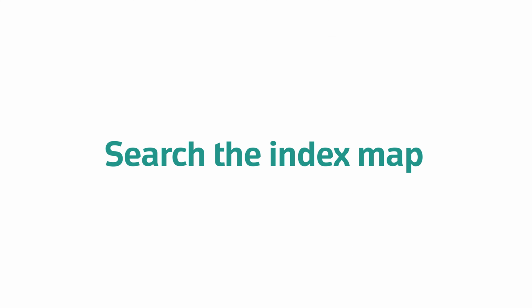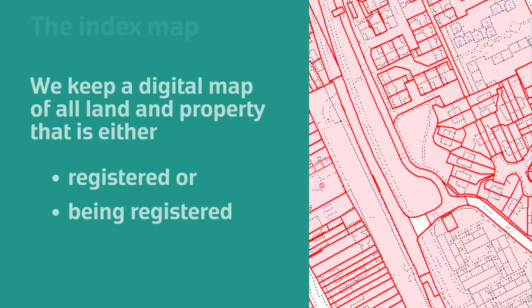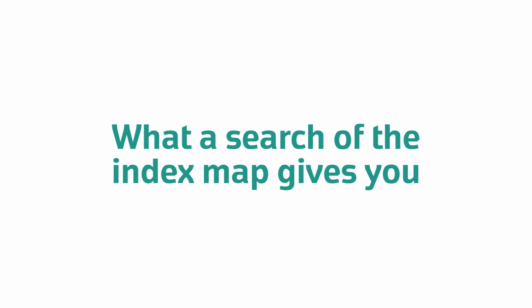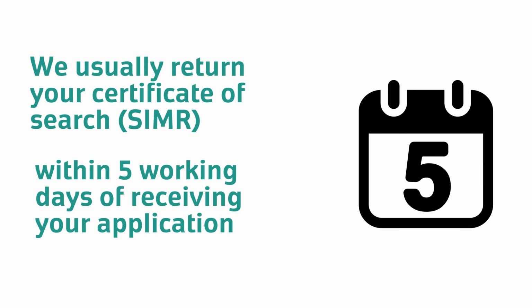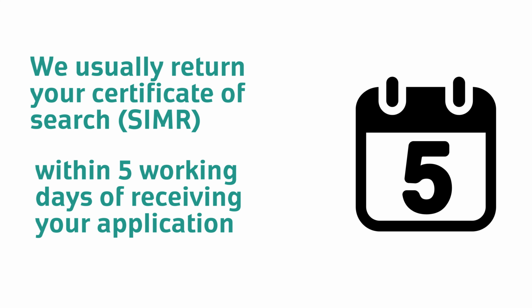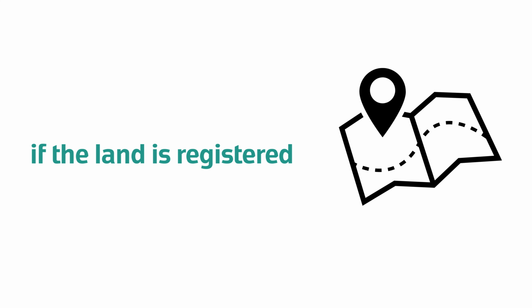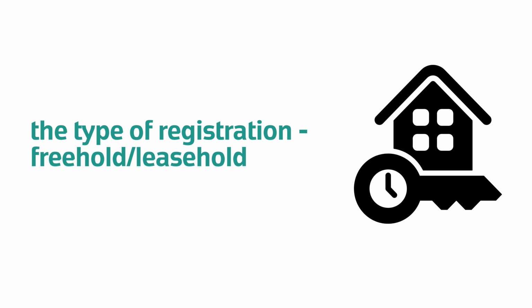HM Land Registry keeps a digital map that contains information on all land and property that is either registered or is being registered. Based on an Ordnance Survey detail, it is known as the index map. After applying for a search of the index map, you'll receive a certificate, known as a SIMR, normally within 5 working days of receipt of the application. The certificate will show whether or not the land is registered, the title number or numbers of the registrations, the type of registration, whether it's freehold or leasehold.